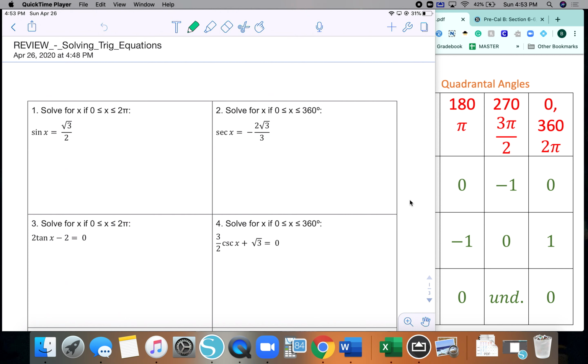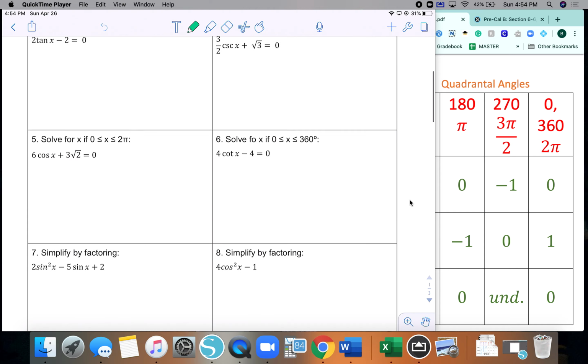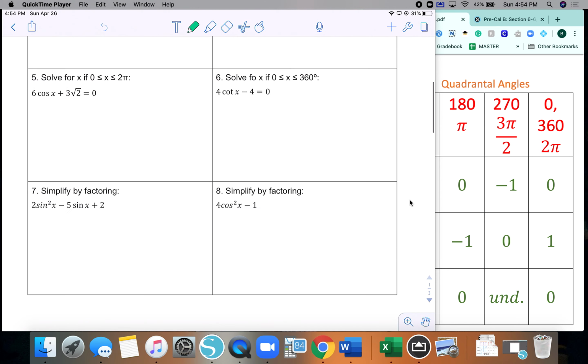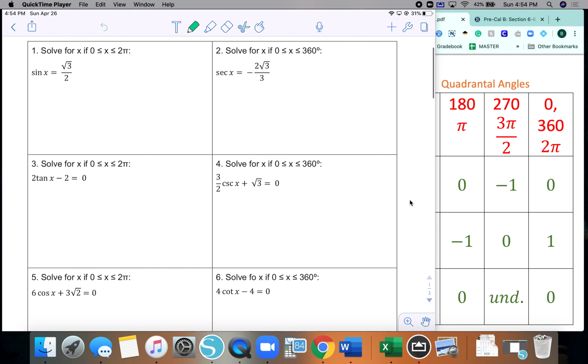A quick review of solving trig equations. In this video, we're just going to go through these 10 problems pretty quickly, and then you should be set up to attempt the review assessment so that the real assessment, that's an accuracy grade, will show up for a grade. So for number 1, solve for x if x is between 0 and 2 pi.